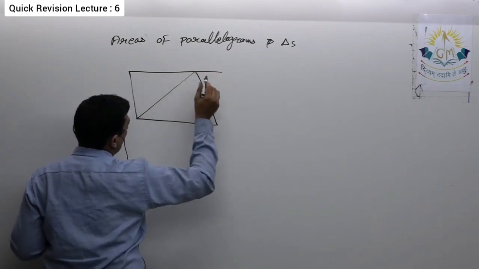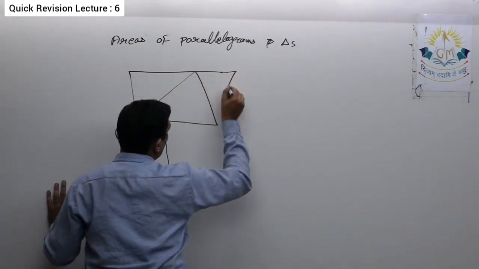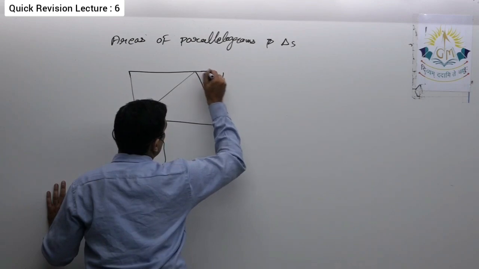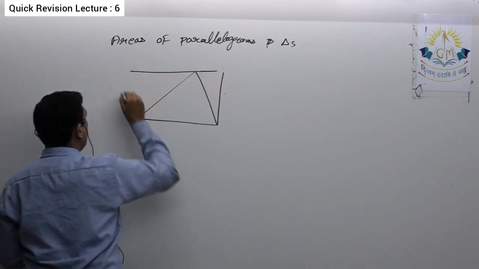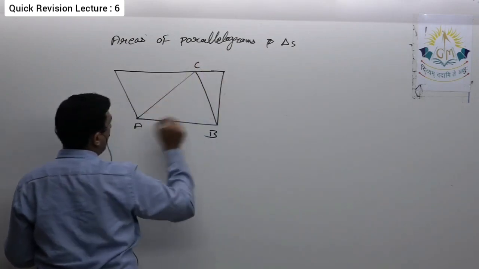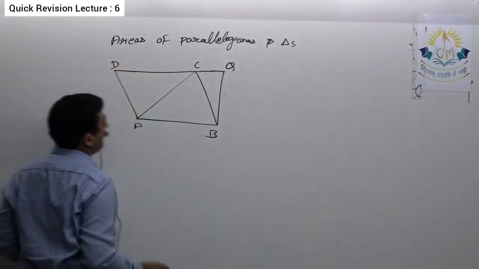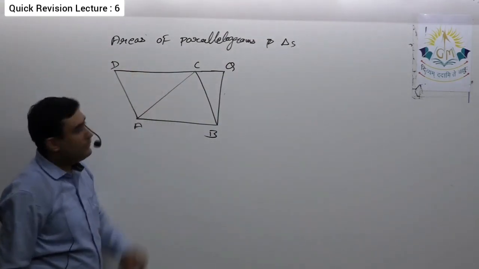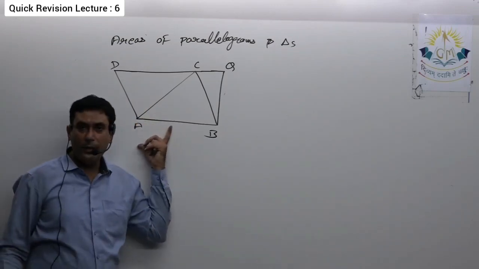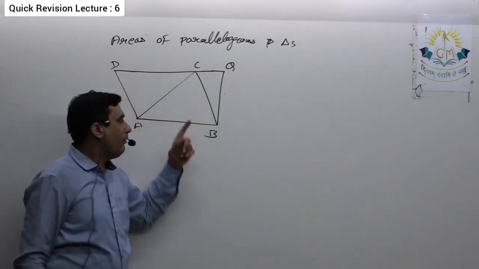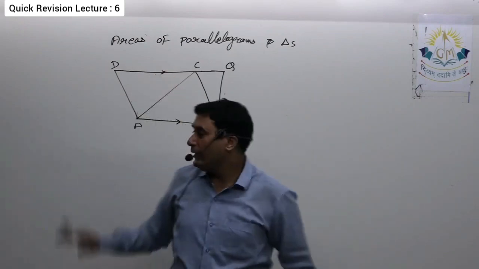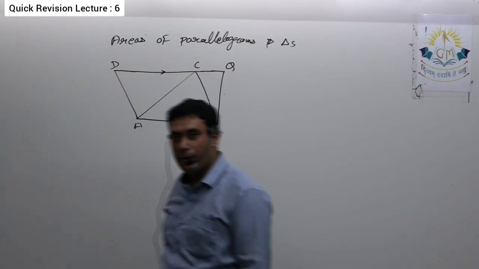For example, over here, ABC is a triangle and ABQD is a trapezium, AB parallel to DQ. Then I can say ABC and ABQD have the same base, that is a common base or equal base, and they also lie between the same parallels. These two are the parallel lines. So these two figures are on the same base and between the same parallel lines.